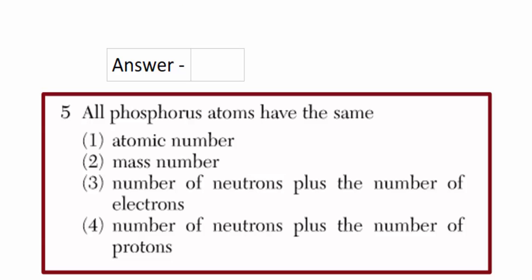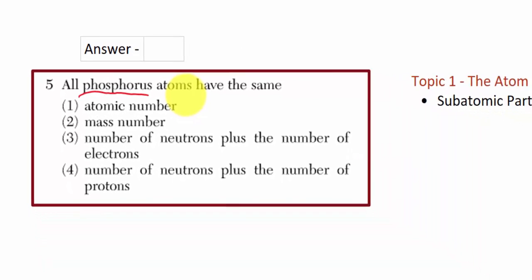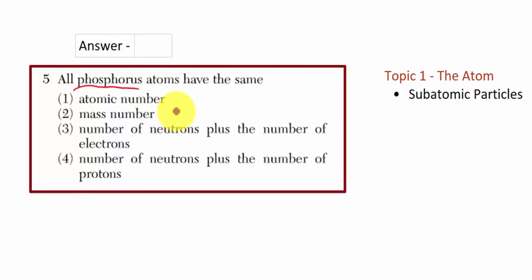Question 5. All phosphorus atoms have the same... Now, they could have substituted in place of phosphorus. They could use really any element in that position, and the answer is going to come out the same, because our basic understanding of the atom includes the idea that all atoms of a particular element have exactly the same number of positive charges in their nuclei. In other words, same number of protons.